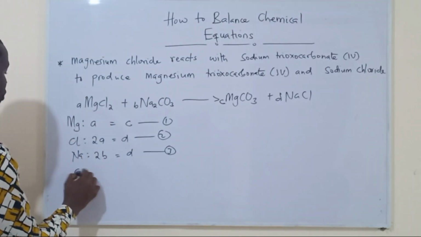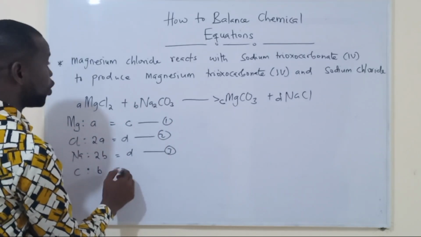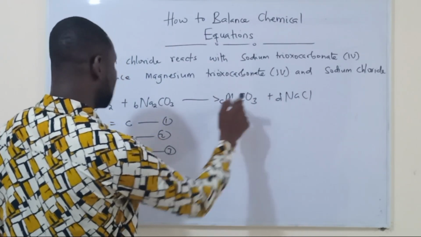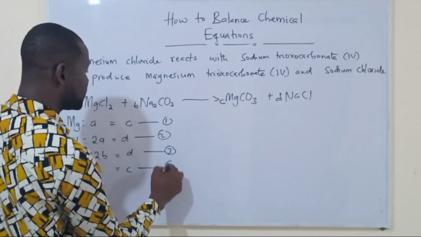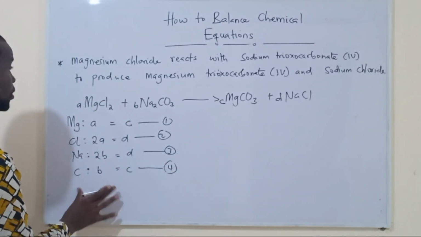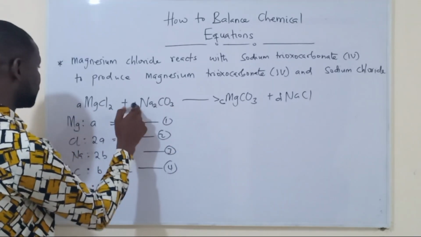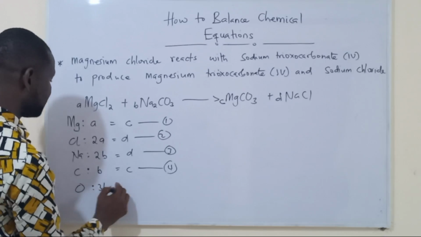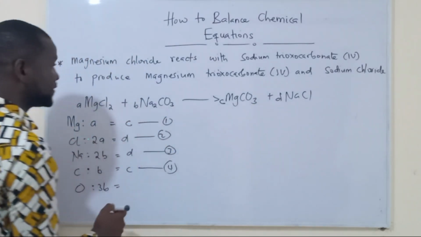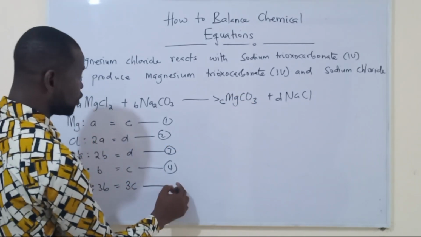The next is carbon, which is 1 atom, so I have B equal. Then go here. There's another carbon here, so it's C, equation 4. Then the last one is oxygen. Where is oxygen? Is here 3 atoms, so 3 times B, so I have 3B equal. The next one oxygen is here, so 3 atoms, so I have 3C, equation 5.